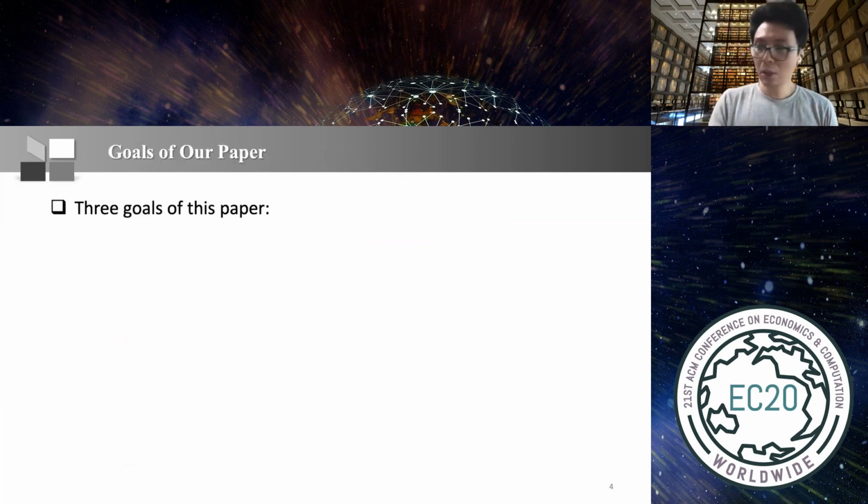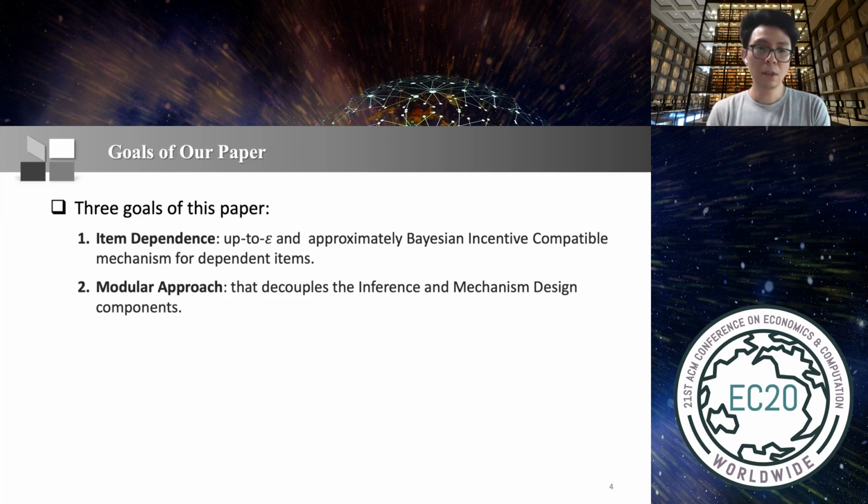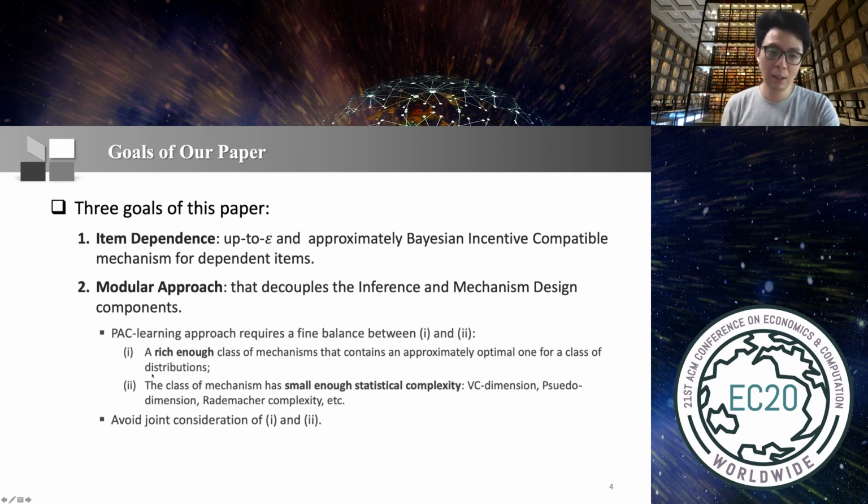So what are the goals of this paper? The first goal is that we want to extend the result by Gonczarowski and Weinberg to handle dependent items. The second goal is that we want to provide a modular approach that decouples the inference and mechanism design components in the previous approaches. What do I mean by that?